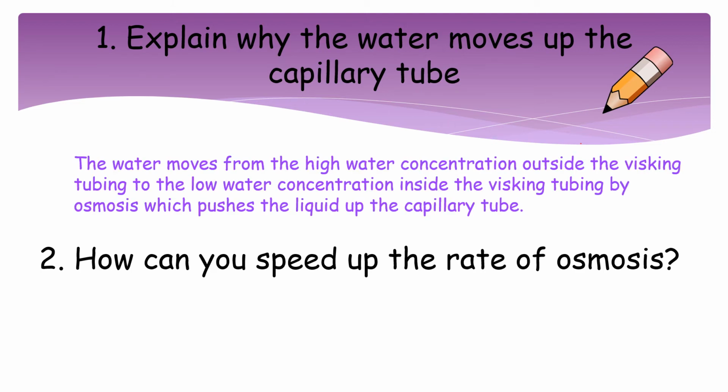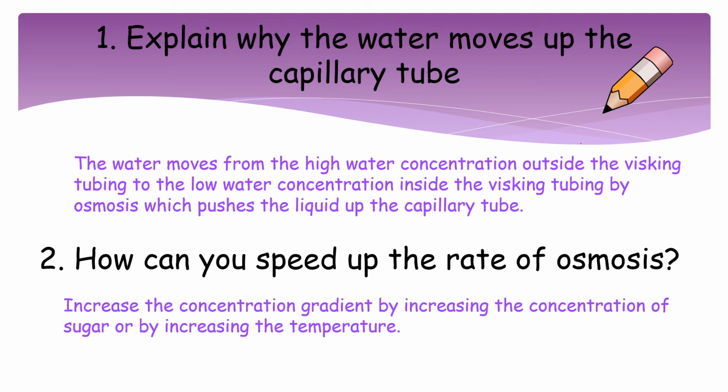So for the first question, the water moves from the high water concentration outside the viscous tubing to the low water concentration inside the viscous tubing, which pushes the liquid up the capillary tube. And how can you speed up the rate of osmosis? Well, you can increase the concentration gradient by increasing the concentration of sugar, or in any case of any solute, or by increasing the temperature.